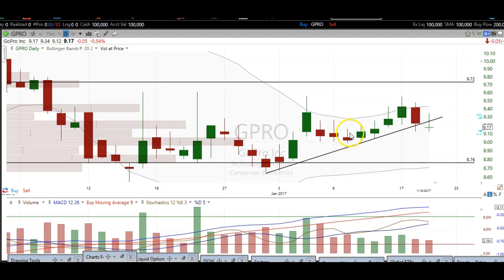The second day of the pattern made a lower high and a lower low compared to the previous day. And then what makes it a fractal day right here is we have a higher high and a higher low based off of the previous day.